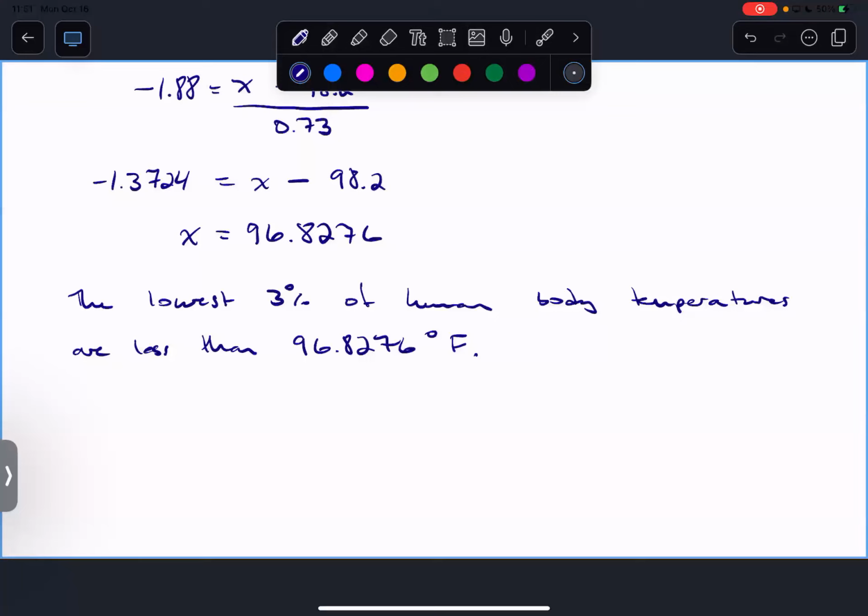So now, if you took someone's temperature and you found that they had a 96 degrees Fahrenheit, 96 degrees Celsius, you're in trouble, but the other way, right? Right, so 96.8276. Anything below that is terribly low, right? The lowest 3% of body temperatures. So we can work in both directions.